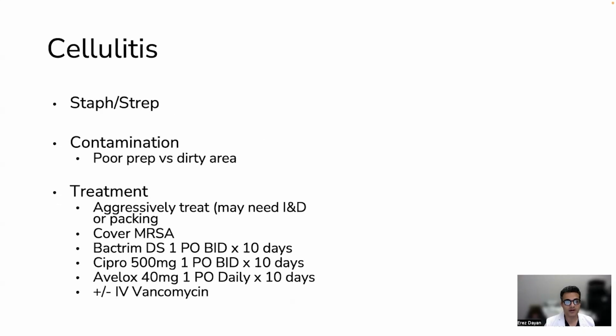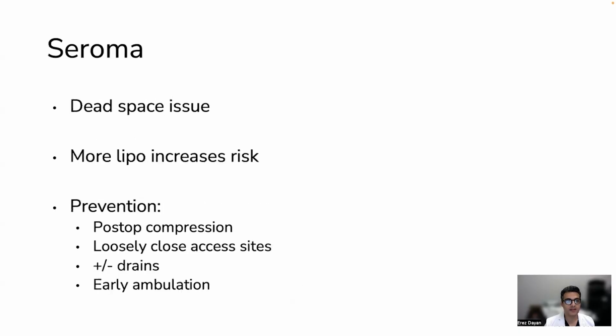Cellulitis is very rare, but you do want to be aggressive about it. It's usually gram-positive bacteria. Depending on the patient, if it's a nurse or somebody in a healthcare environment, you may want to cover MRSA. You can use Bactrim, you can use Cipro. If you feel like there may be an abscess underneath, which would be exceedingly rare, it may require an I&D and packing. But again, this is very uncommon. As long as your area is appropriately prepped and your cannulas are clean, it really shouldn't happen.